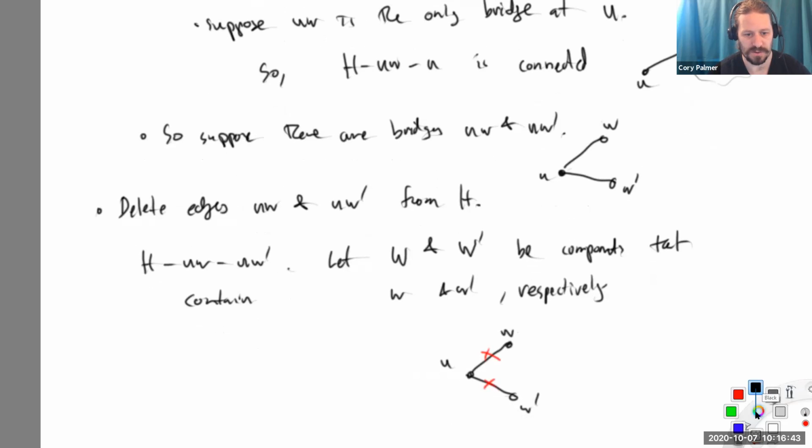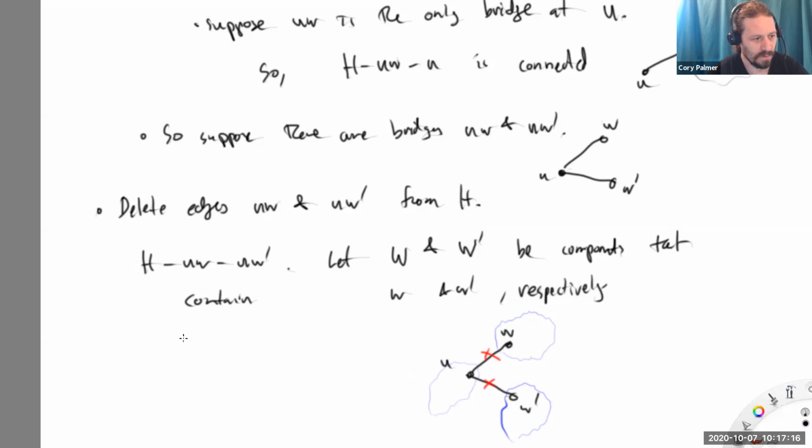Both of them are bridges, and so I know what happens: I'm left with a component here that contains W and a component here that contains W prime. And there's still a component here that contains U and whatever else U is adjoined to. So when I remove two edges, I actually get three components. And I don't remove the end vertices. It's possible that W and W prime are single vertices by themselves, right? That's a possibility.